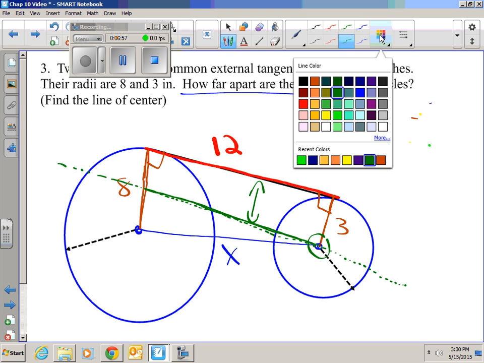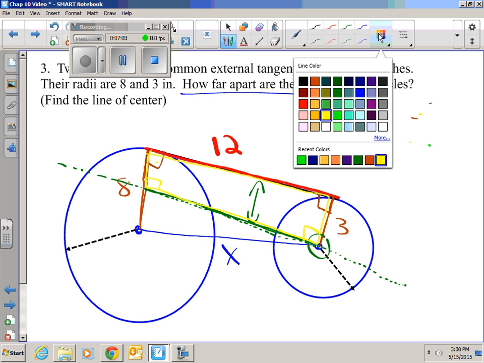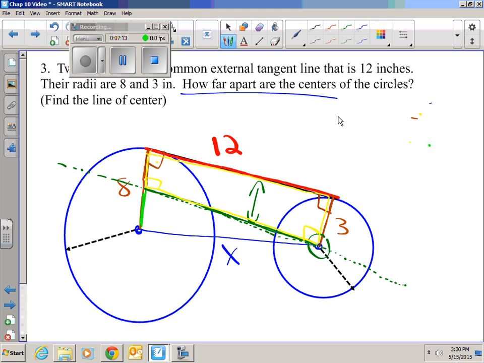What I have now created, I'm going to put this in yellow so you can see it, is a rectangle right here. That is a rectangle because these two are both right angles, so everything is a right angle. And I have also created a right triangle. I'll do that in green right here. This green thing right here is a right triangle. That's a right angle right there.